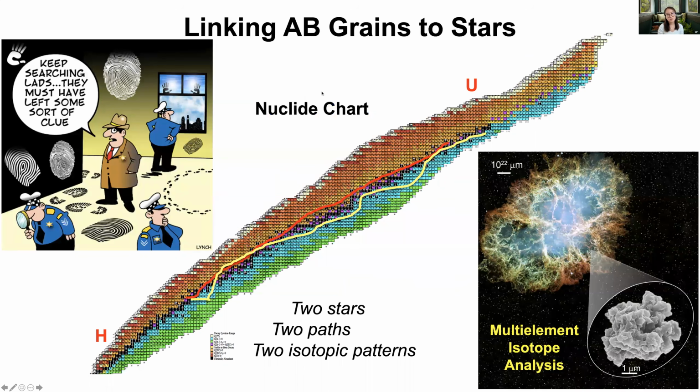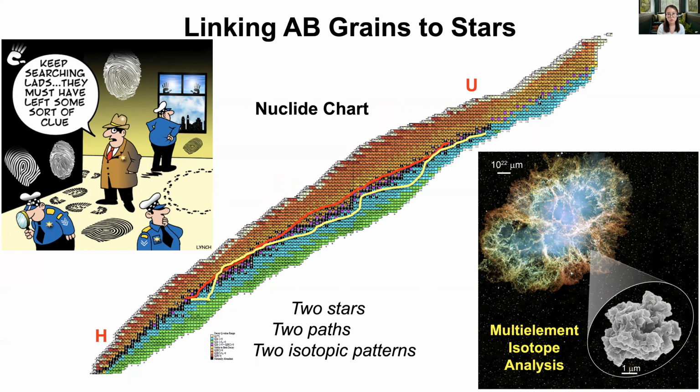So for mainstream Y and Z grains, we have the isotopic s-process signatures to link these grains to their parent AGB stars because it's so diagnostic. And for X grains, we have titanium-34, aluminum-26, and silicon-28 excesses to link X grains to their parent type 2 supernovae. However, these AB grains do not have any unique isotopic signatures, and it is very challenging to link AB grains to their parent stars because we don't have any smoking guns.